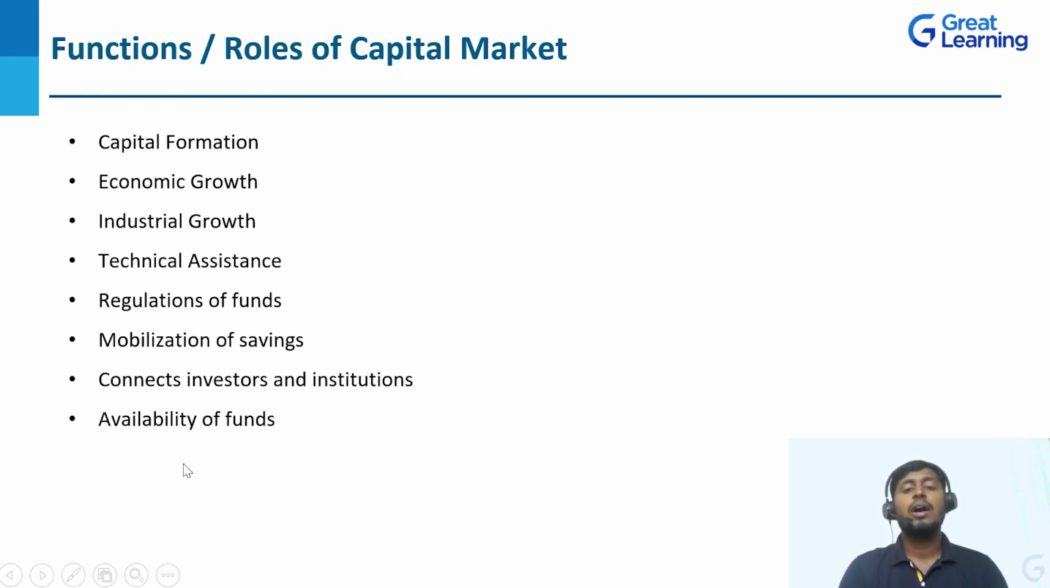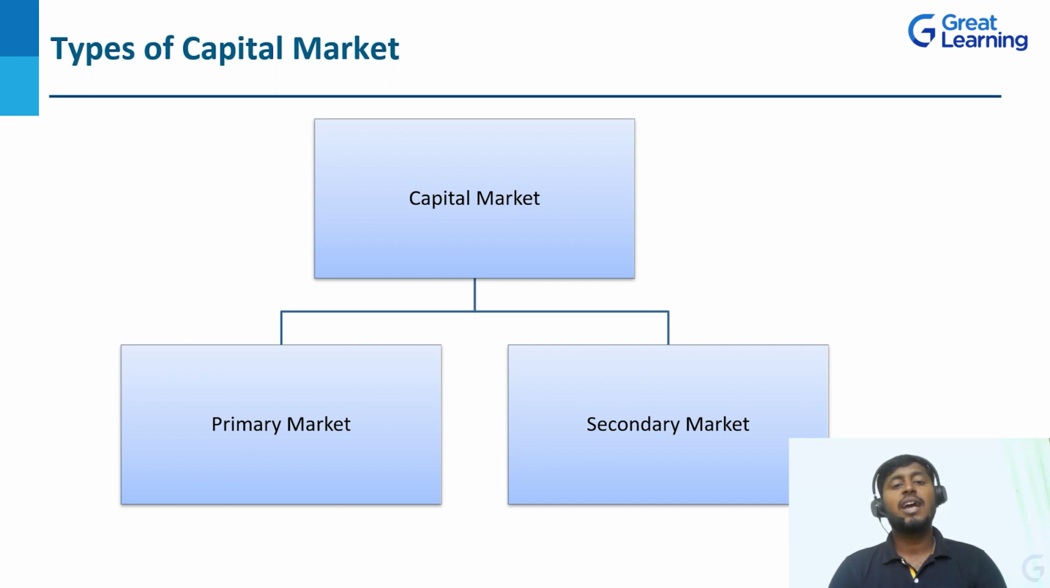And the last one, availability of funds. It will make sure the funds are available for the organization, whether it may be for equity, debentures, preference shares, bonds, etc. For all these avenues or securities, we can get the money in the capital market. So all the securities will be traded, and the market makes sure funds are available for the organizational needs.